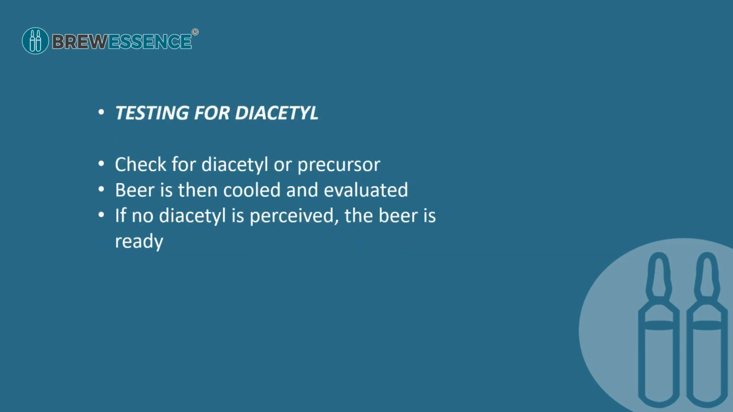When sampling beer from the fermenter for sensory evaluation to check for diacetyl or precursor, it's imperative that the beer is heated to roughly 60 degrees Celsius or 140 Fahrenheit in order to force all precursor to be converted to diacetyl, as you cannot taste the precursor. The beer is then cooled and evaluated, and if no diacetyl is perceived, the beer is ready for further processing and packaging. If diacetyl is perceived, it's important to know whether it is diacetyl or a precursor, as the remedy for the two compounds is different.